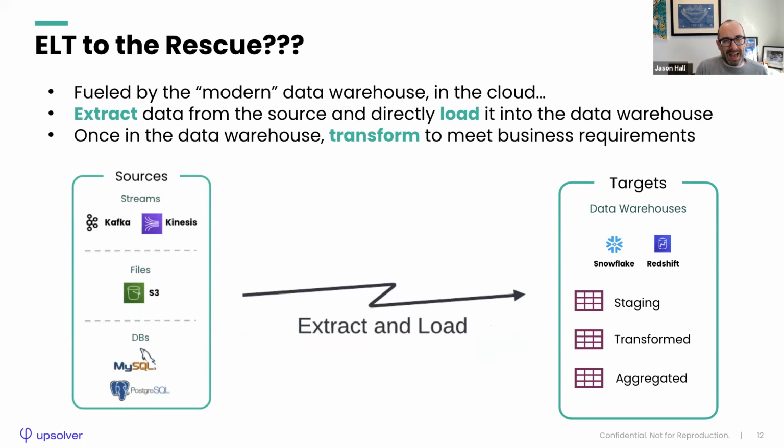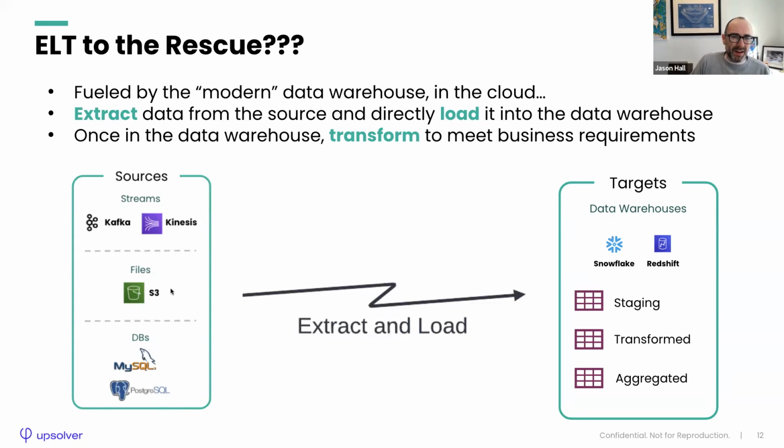ELT really couldn't have happened. I mean, it theoretically could have, but it probably wouldn't have become as common as it is had it not been for the modern data warehouse, specifically the cloud data warehouse, right? Platforms like Snowflake and Redshift, which I recall from the polling, are very heavily used by lots of you that are on the call today. So fueled by this modern data warehouse that is cloud native, ELT simply switches the L and the T, in its most basic definition.